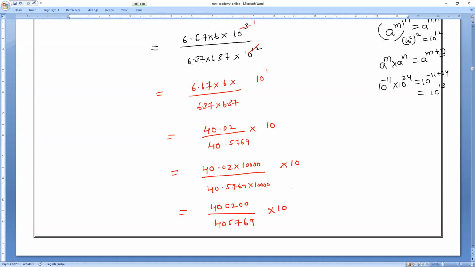400200 divided by 405769. If you do it, check it exactly, everybody. You will get the answer 0.98 into 10. So into 10, 10 power 1 means 10 only. If I multiply, how much will the answer come? 9.8 meter per second square. That is how you get the exact value when you are doing it.